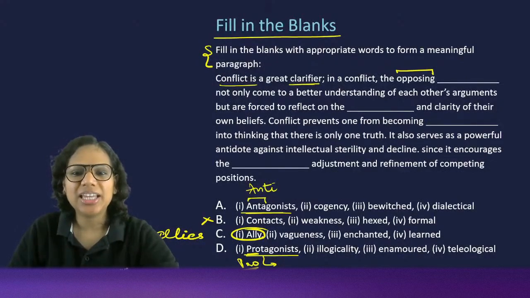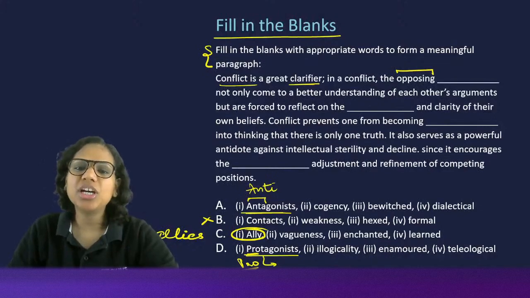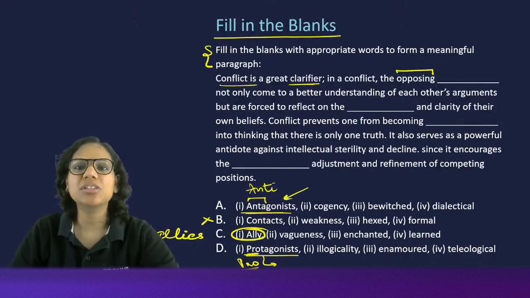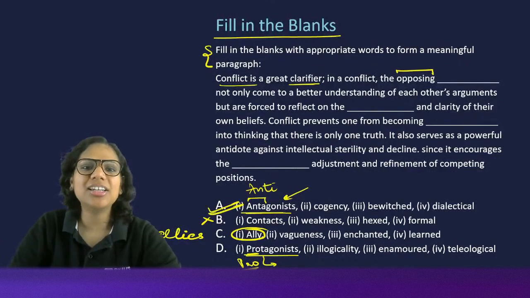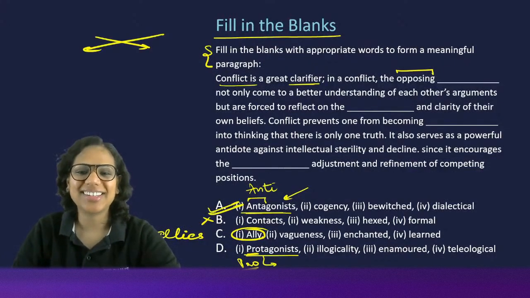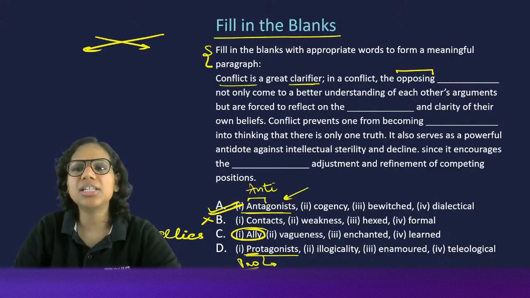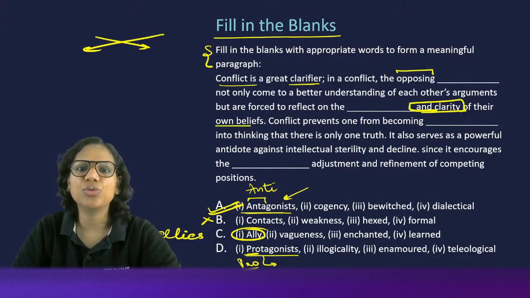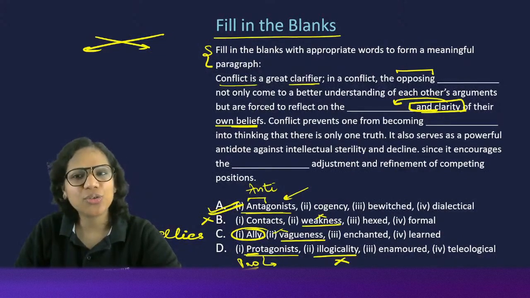Eliminated. Then antagonist, protagonist. If they are in conflict, that means one person is opposing the other. So both of them are not protagonists, right? They are rather anti each other. So the opposing antagonists not only come to a better understanding of each other's arguments, but are forced to reflect on the dash and clarity of their own beliefs. So we need something similar in meaning to clarity. Weakness cannot be the answer. Vagueness cannot be the answer. Illogicality cannot be the answer.